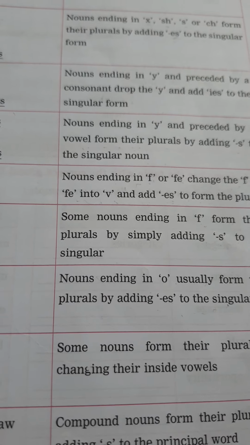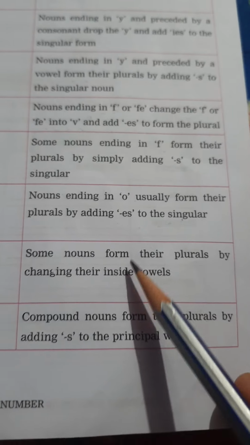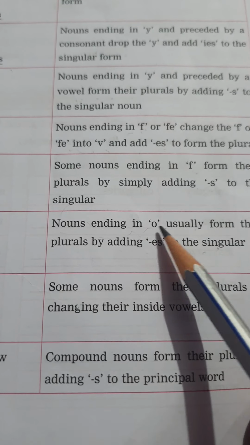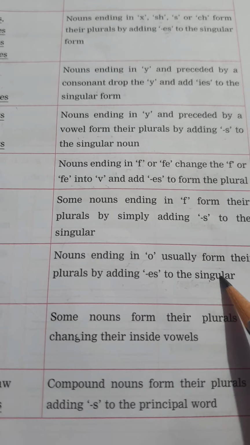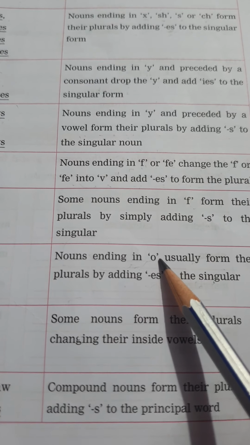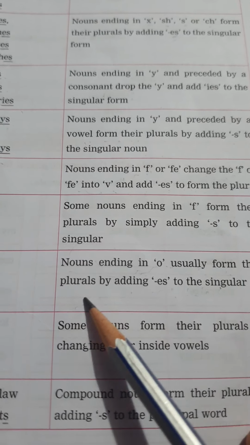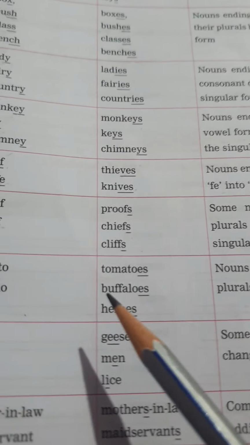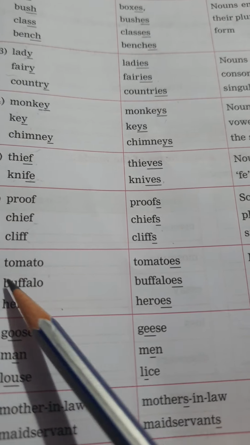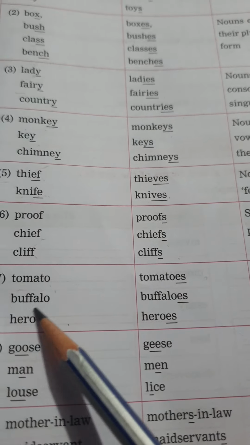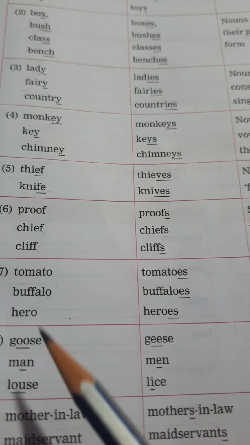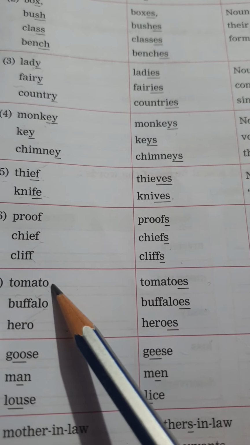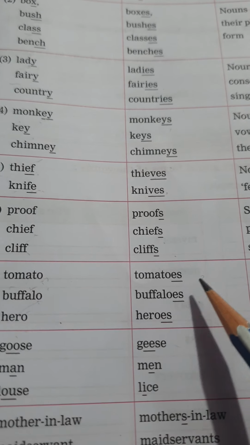Okay, now next, nouns ending in o usually form the plural by adding es to the singular. Now there are some words which end with what? O, usually form the plurals by adding es. We have to add what? Es. For example, tomato, tomatoes. Buffalo, buffaloes. Okay, hero, heroes. So if the noun ends with o, we have to add es.